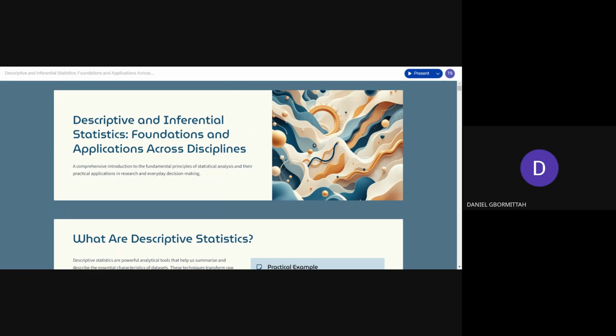Now we come to the foundation of data analysis. Every quantitative study begins with descriptive statistics. Before we can make predictions, test hypotheses, or draw conclusions about populations, we must first understand what our data looks like. Descriptive statistics provide this essential foundation, offering a clear snapshot of data set characteristics and helping us identify patterns, anomalies, and areas requiring further investigation.